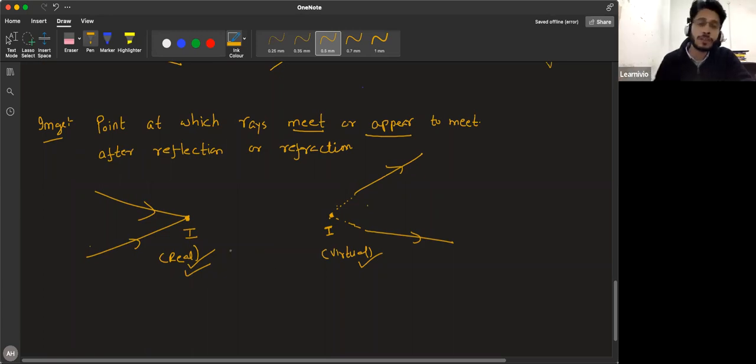Image is basically the point at which rays meet or they appear to meet. So if you have rays and they converge at a real point, then you call that real point your real image. But see, if rays are diverging, they will not meet anywhere. But if you produce these rays in the backward direction, then they appear to meet at a point, and that point is the virtual image.